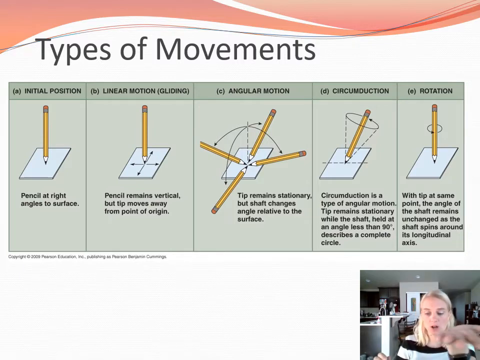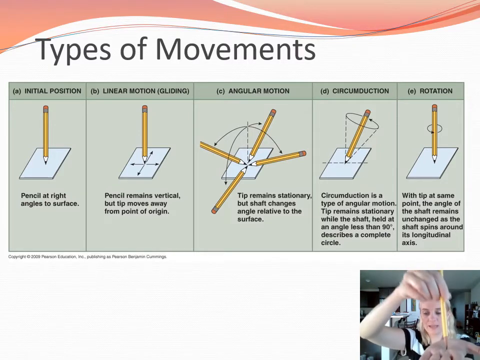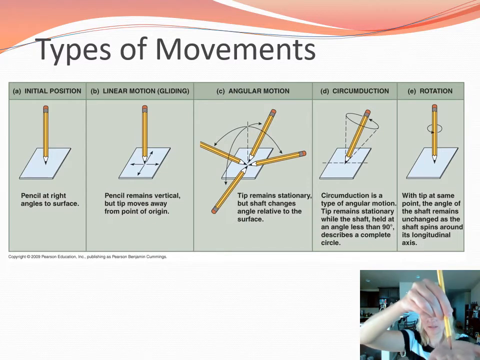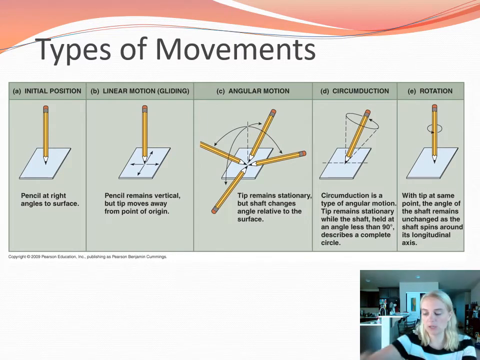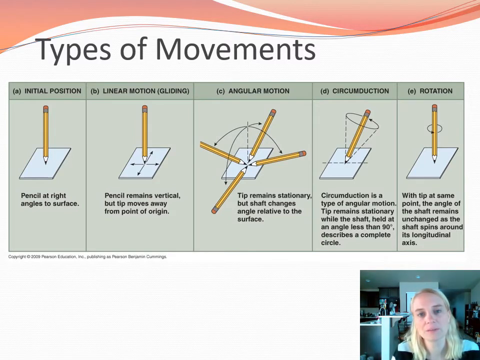So if we're gonna start off with my initial position, so here's my pencil, okay? Linear movement would be taking that pencil and just moving it in line, like you're just drawing a line on the paper or on your hands. So linear, if we're going to take away the pencil and just do, if these were two bones, it would be like this. Just kind of a gliding movement, kind of rubbing on each other.